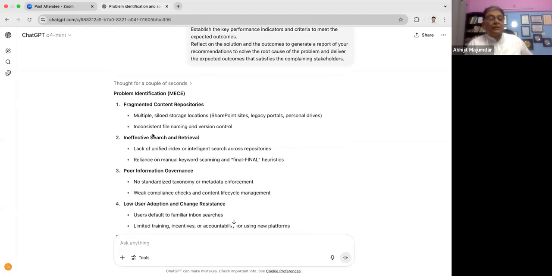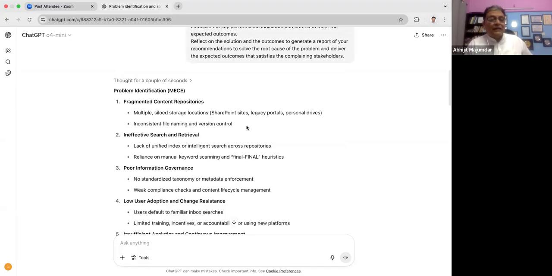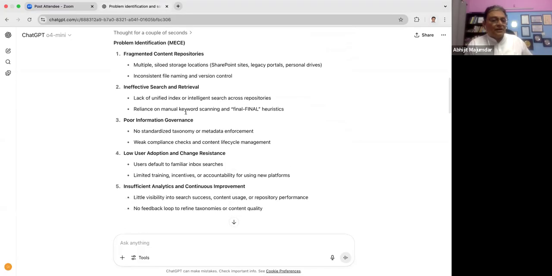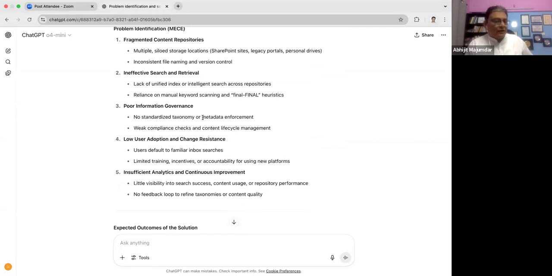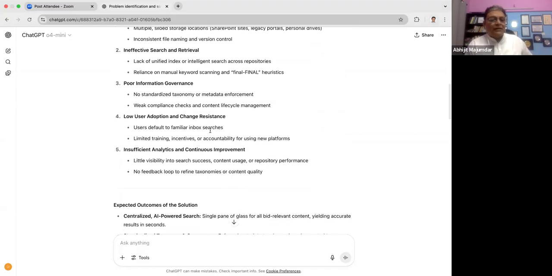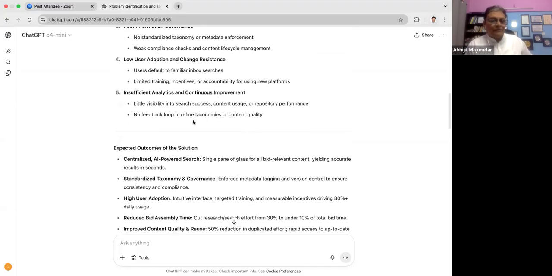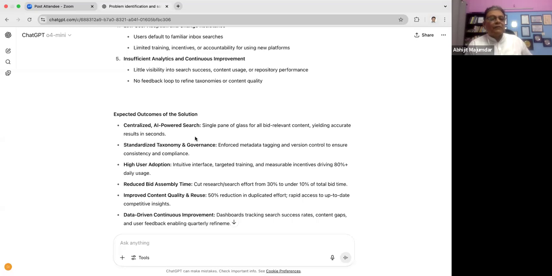So it is giving me the reasons. The problem was content related. So it is telling me that there is a fragmented content repository. That can be one reason. Multiple siloed locations, SharePoint, legacy personal drives, inconsistent file naming and version control, ineffective search and retrieval, poor information governance, multiple copies, low user adoption, new things are not being adopted. So these are expected outcomes.